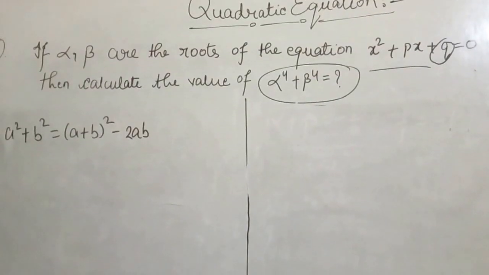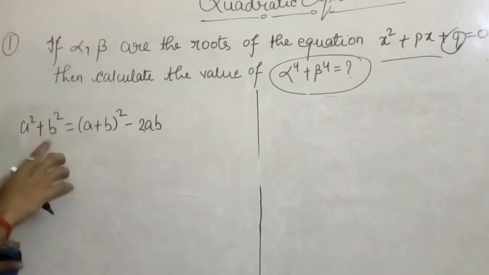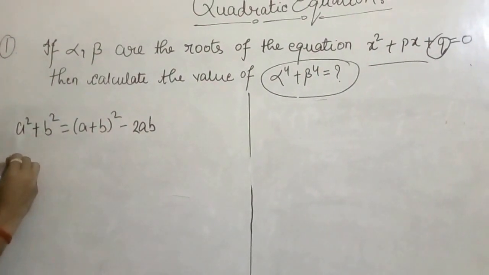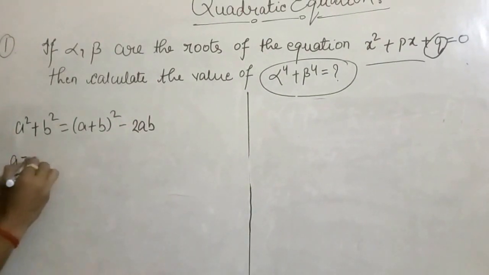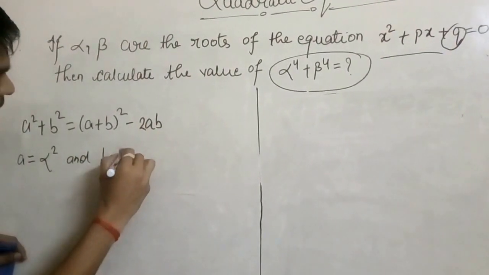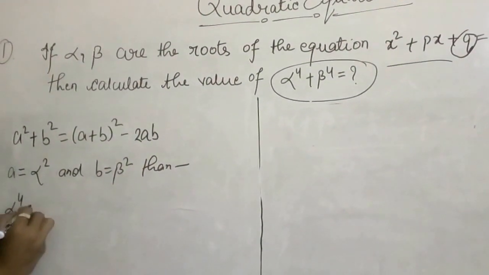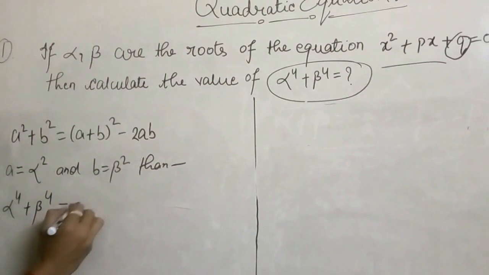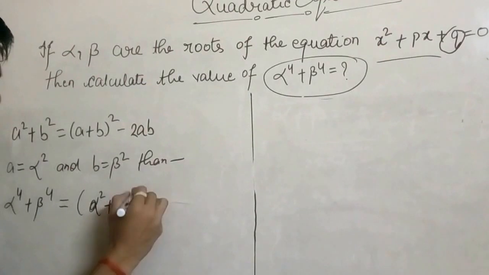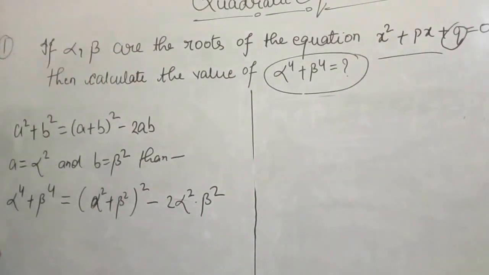Okay, so we get a square plus b square equal to a plus b का whole square minus 2ab. If we put in this equation a बराबर अल्फा स्क्वायर and b बराबर बीटा स्क्वायर, then we get अल्फा की पावर 4 प्लस बीटा की पावर 4 इक्वल टू अल्फा स्क्वायर प्लस बीटा स्क्वायर का होल स्क्वायर माइनस का 2 अल्फा स्क्वायर इंटू बीटा स्क्वायर.